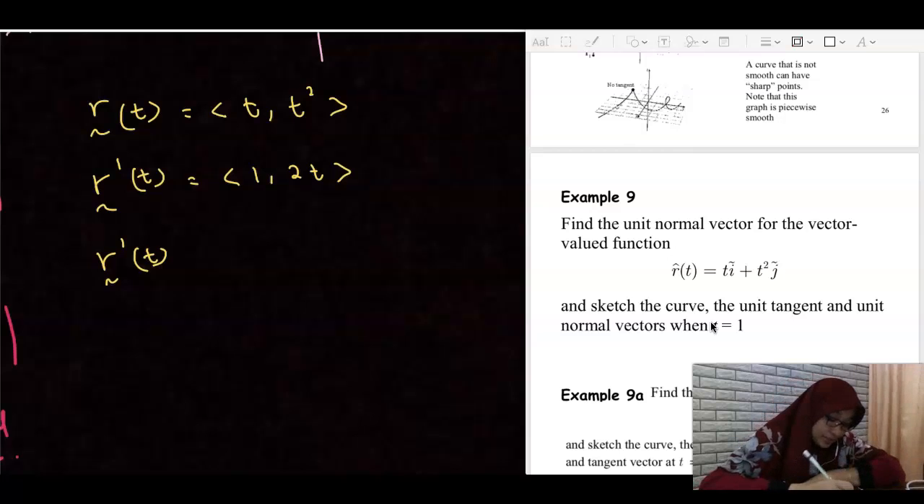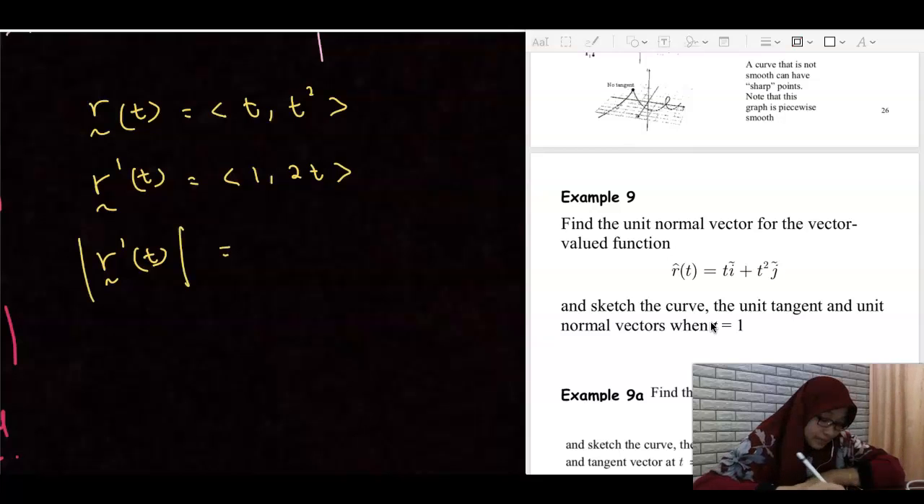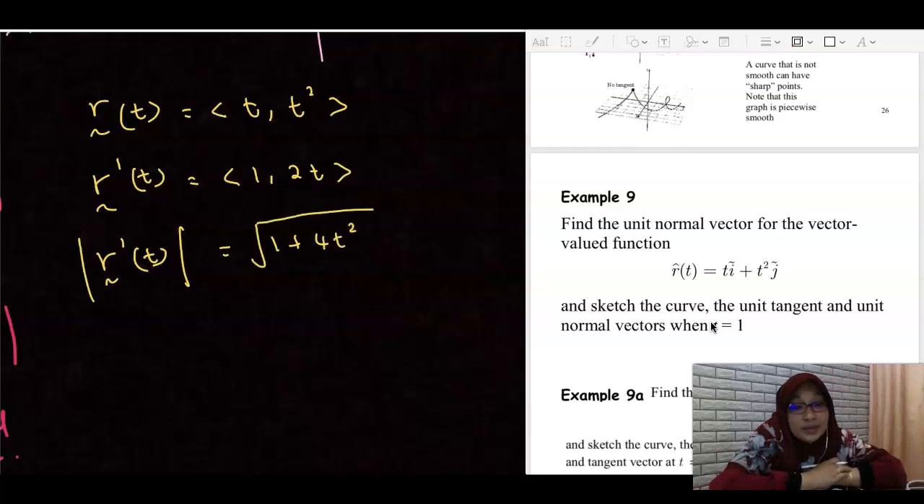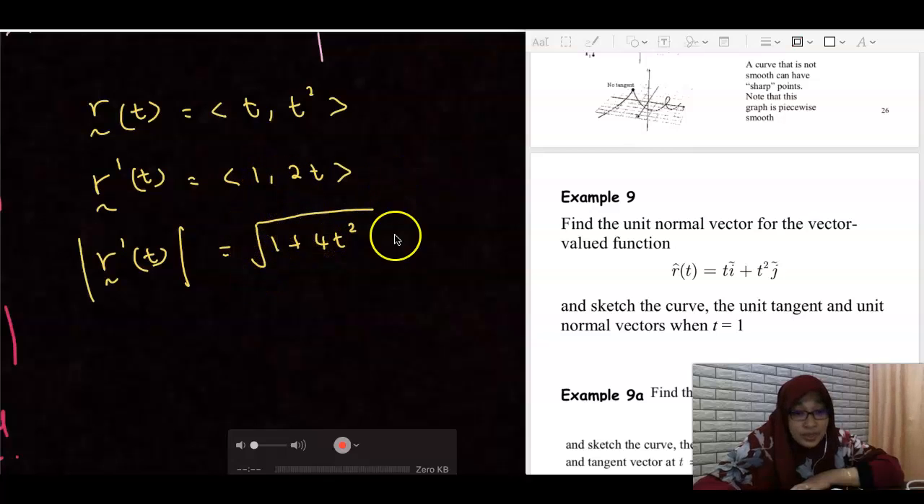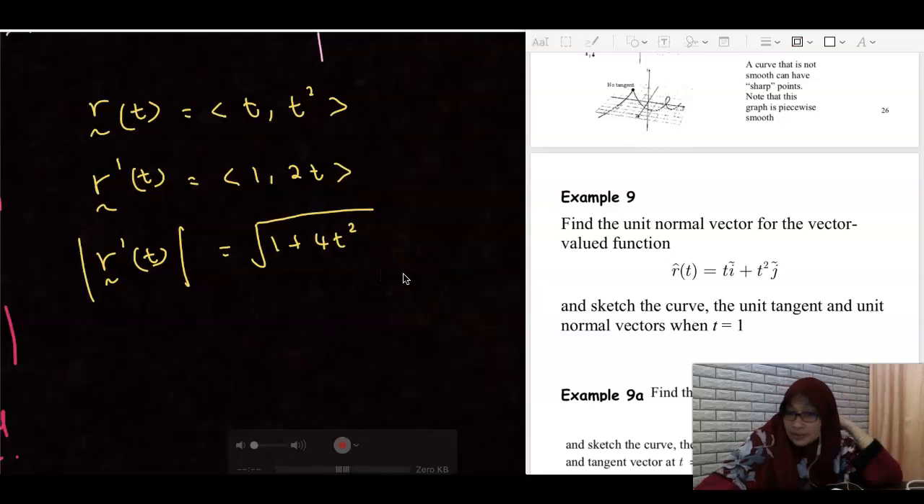Okay, so the magnitude of the R prime is the square root of 1 plus 4t squared. I hope that you know the formula for the magnitude of a vector function. You have to square each component, sum them up, and don't forget to take the square root. It's just like computing the length between two points, same idea.